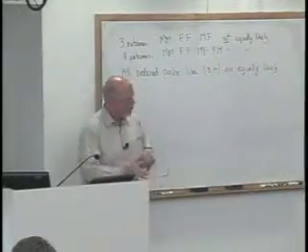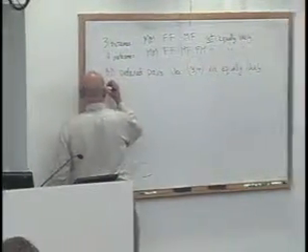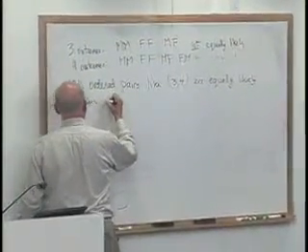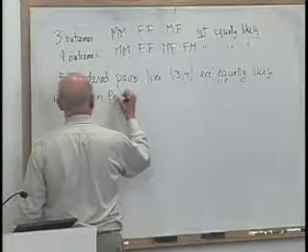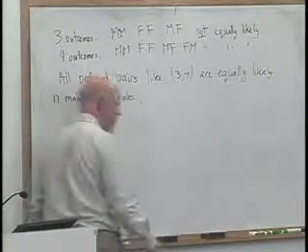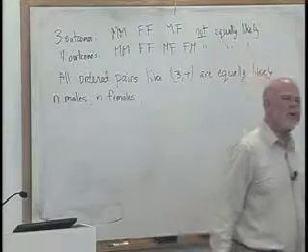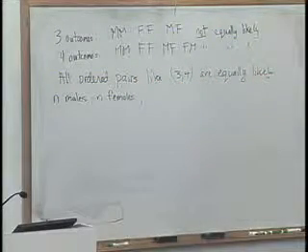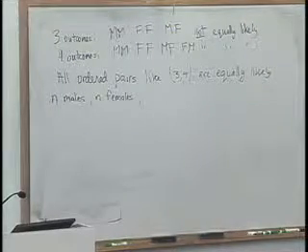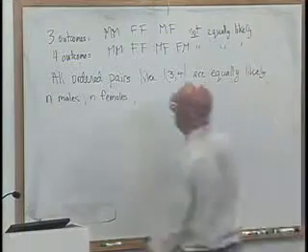Now, we're going to start with n males and n females. So how many ordered pairs are there? How many choices are there for the first hamster your kid pulls out of the cage? 2n.